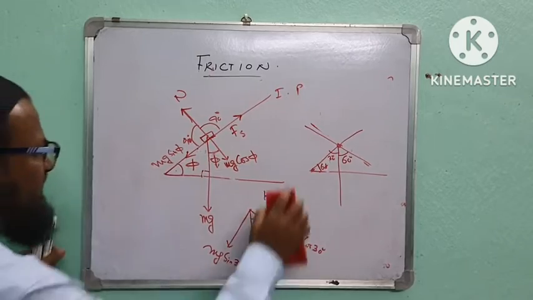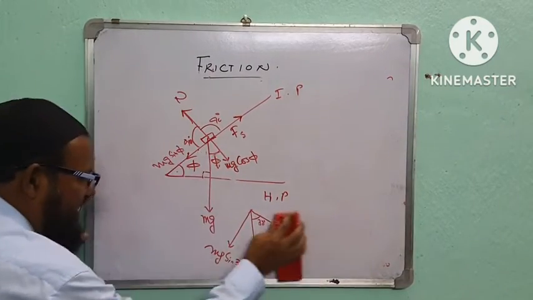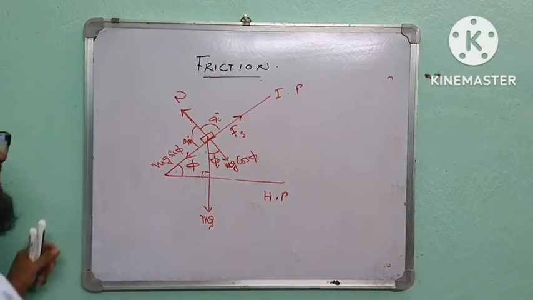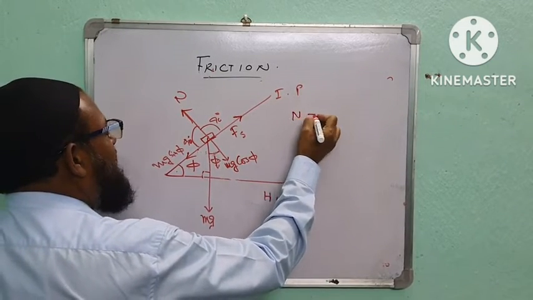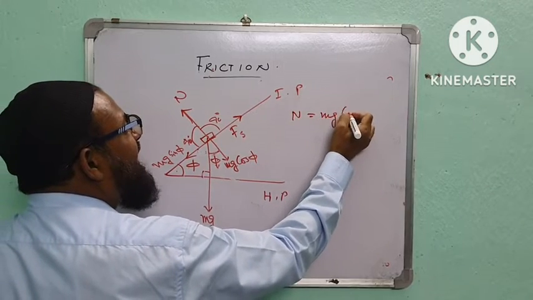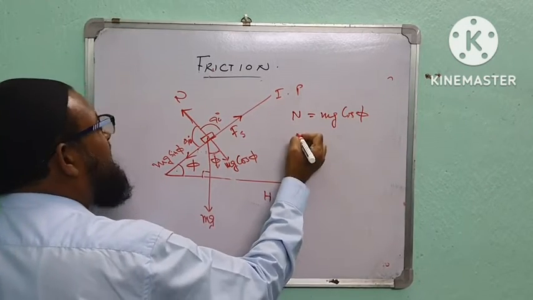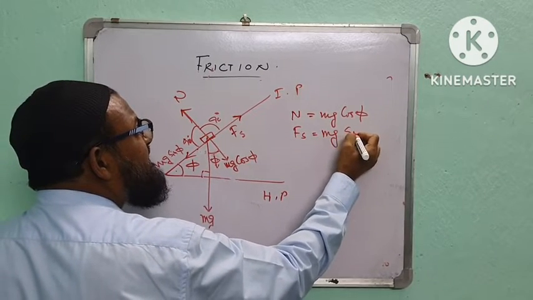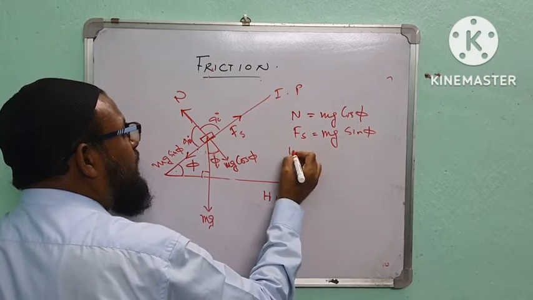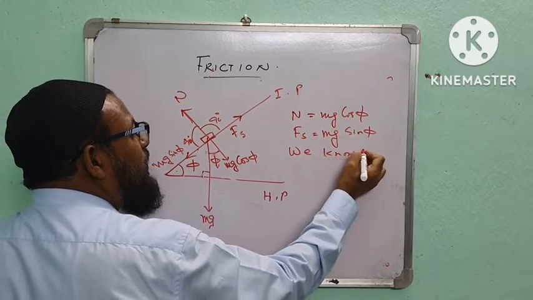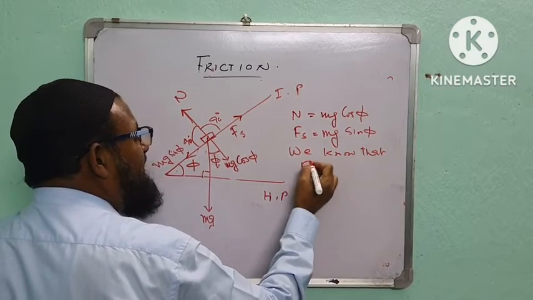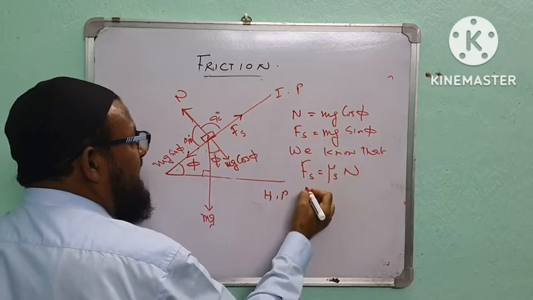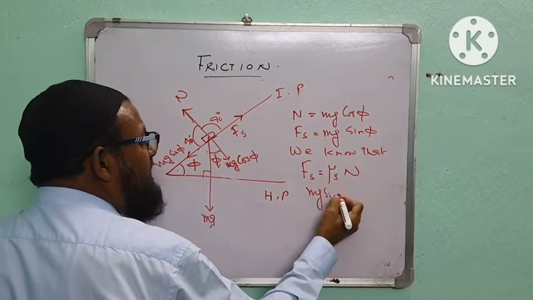I am relating this figure. Now, please be careful. A will be balanced by mg cos phi. Fs is balanced by mg sin phi. We know that. What do we know, sir? Fs equal to mu s A. What is Fs? mg sin phi.